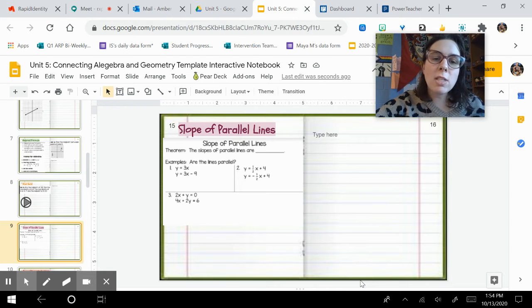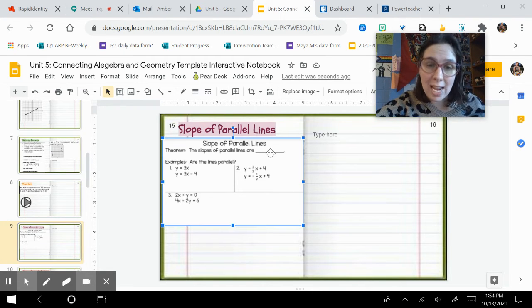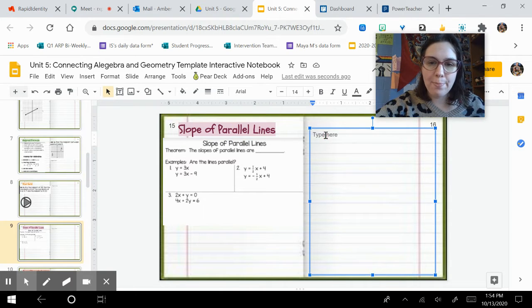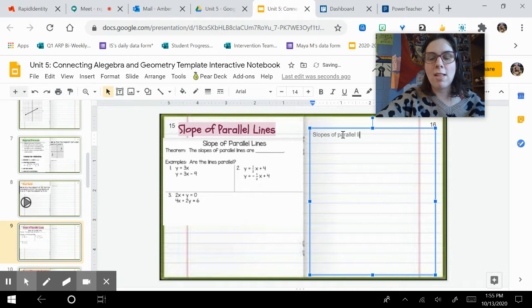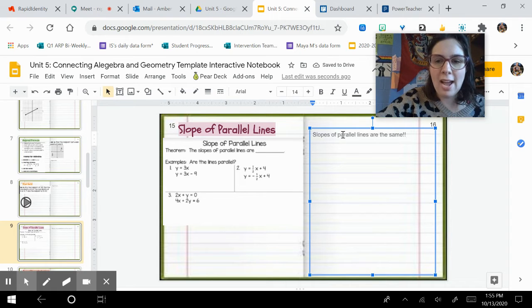And the slopes of parallel lines are the same. Okay, slopes of parallel lines are the same. So remember, they're equal. So let's look at a couple examples, and then you're going to do one on your own.